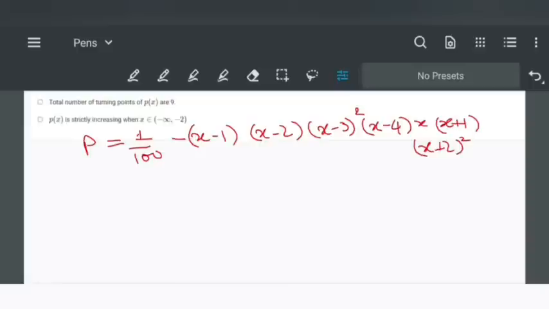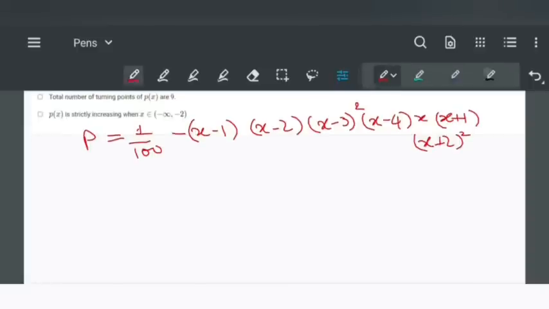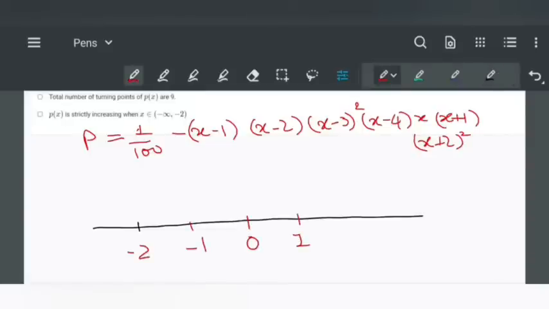Now we will draw a number line. The least critical value is minus 2, then come minus 1, 0, 1, 2, 3 and the last one is 4. Okay, so as the main coefficient is negative, we have to start from the right hand side with negative.